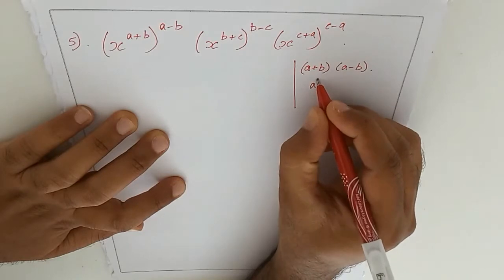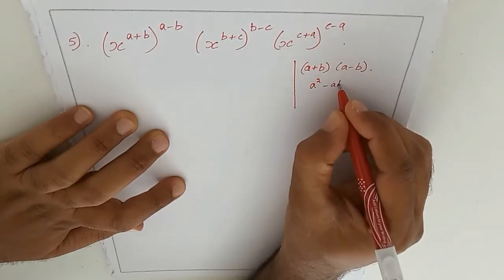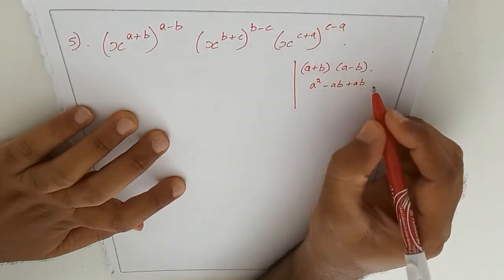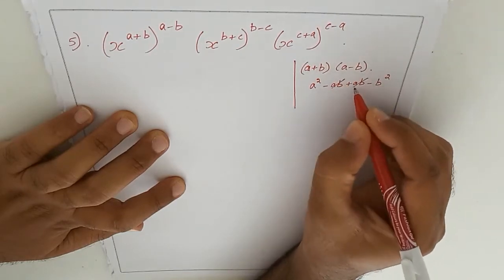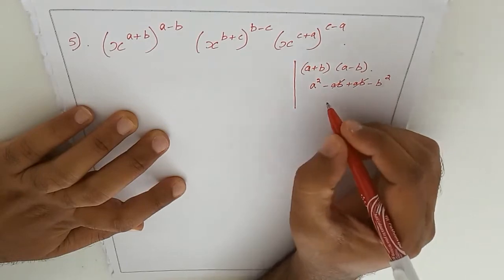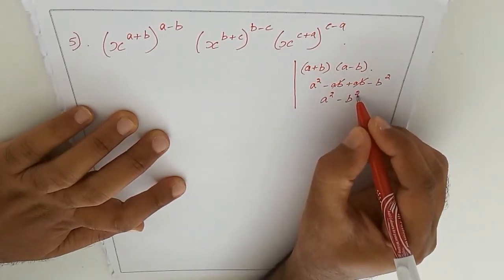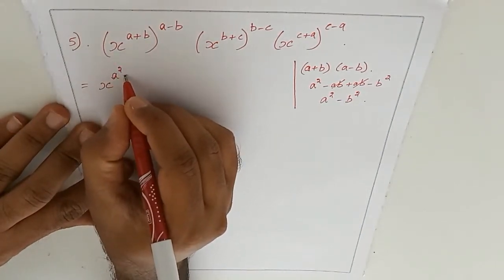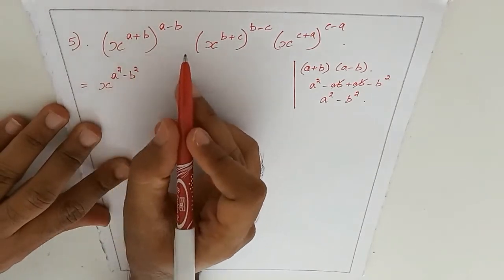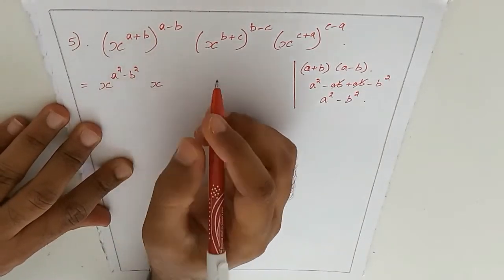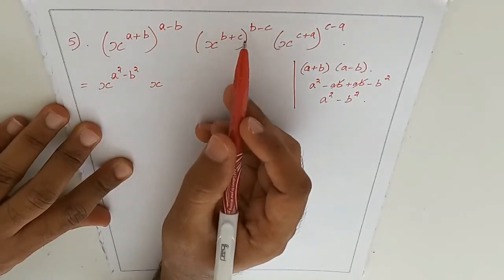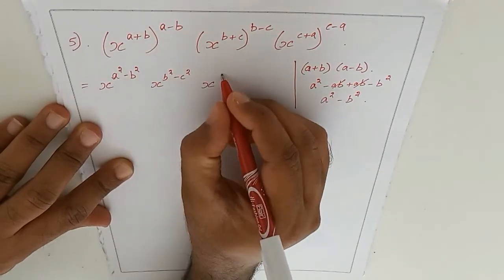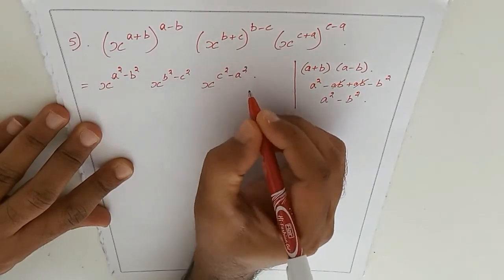A into a is a square, and then a into minus b is minus ab, b into a is positive ba or positive ab, and then b into minus b is minus b square. Negative ab, positive ab cancels. A square minus b square. That's it. So now this can be reduced to x power a square minus b square. Exactly like that, b plus c into b minus c becomes b square minus c square, and then x power c square minus a square.